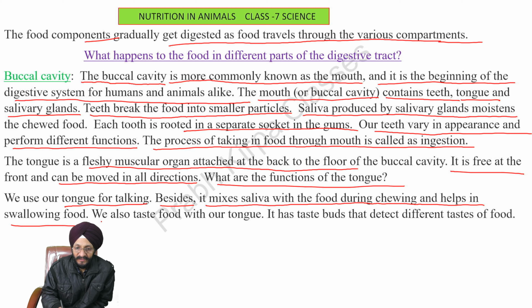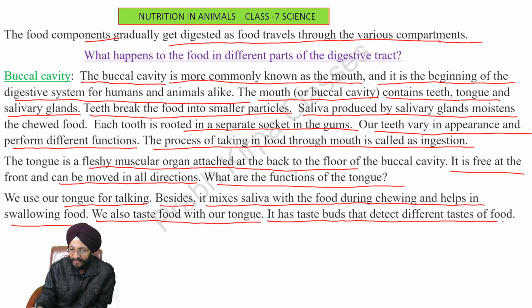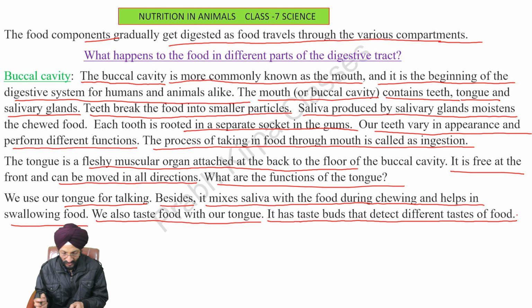There are taste buds in our tongue. We taste food with our tongue. Our tongue has taste buds that detect different tastes of food. That is, with the help of the tongue only we can tell this food is sweet or it is sour in taste, or salt is more in food, and much more.